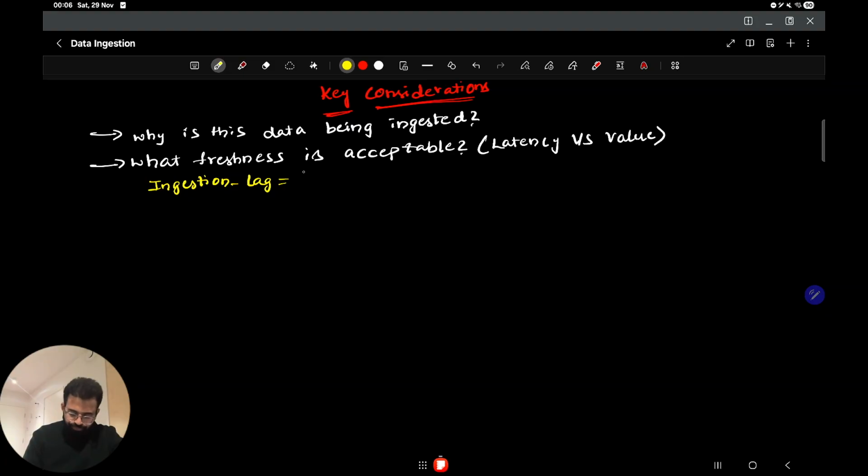There will be some kind of data arrival time in the platform, and then there will be the data creation time in the source.